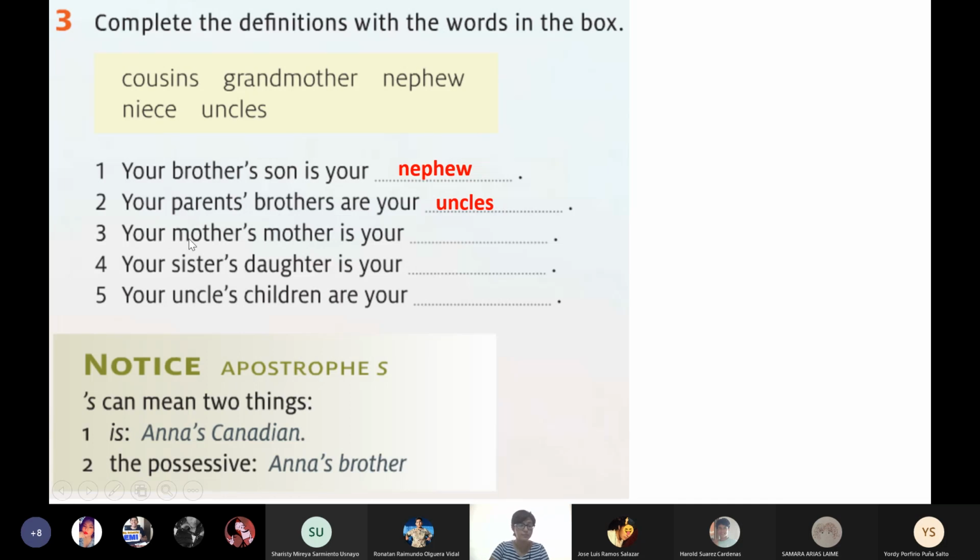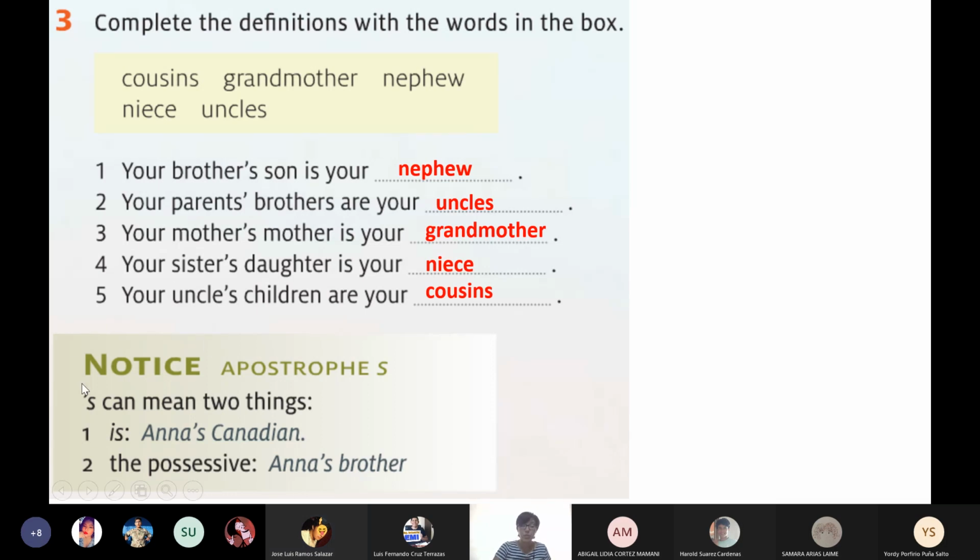Fernando, what about number 3, please? It's an easy one. Your mother's mother is your grandmother. Perfect. Thank you. What about number 4, Abigail, please? Your sister's daughter is your niece. Okay. Yeah, perfect. Sister's daughter is your niece. Thank you so much, Abigail. Jose Luis, what about number 5, the last one? Your uncle's children are your cousins. Perfect, everybody.